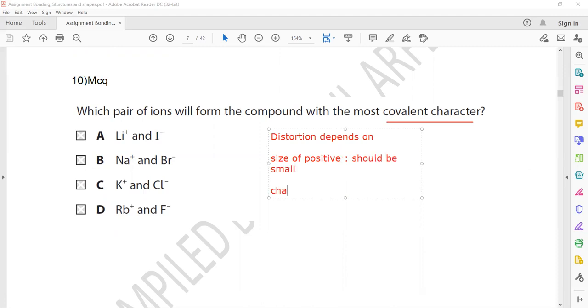Number 2, charge of the positive ion. For a greater distortion, it should be large or greater. And the size of the negative ion should be larger.